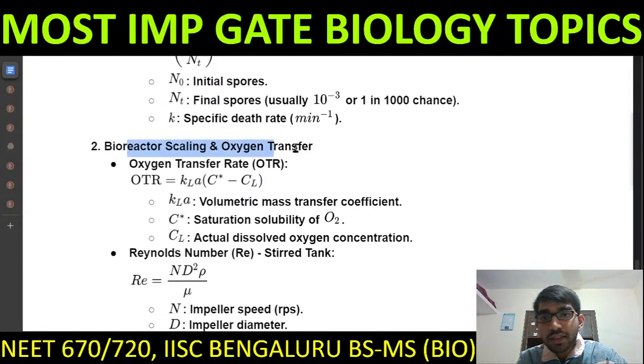Then bioreactor scaling and oxygen transfer. Here the oxygen transfer rate is written as KLa, which is the volumetric mass transfer coefficient, multiplied by the difference between the saturation solubility of oxygen and the actual dissolved oxygen concentration. Saturation minus actual, times the volumetric mass transfer coefficient. So this will give the oxygen transfer rate.